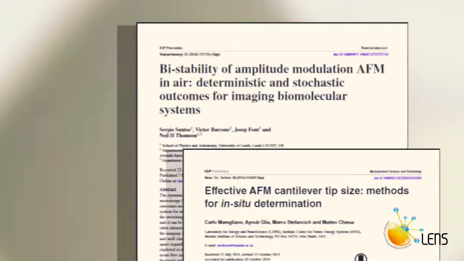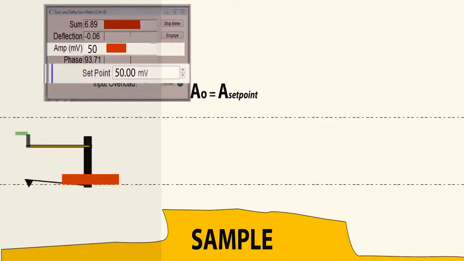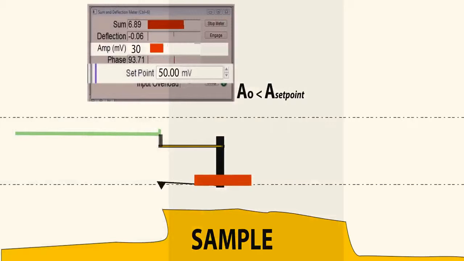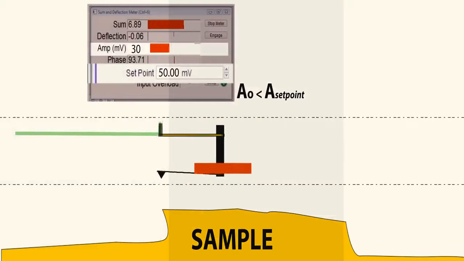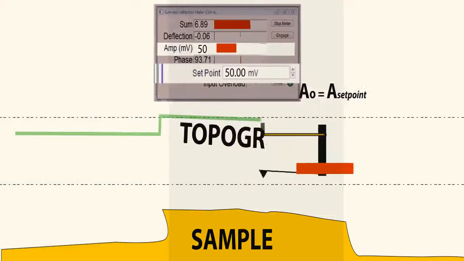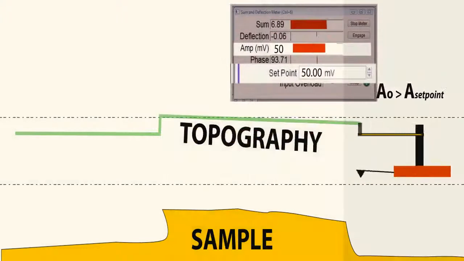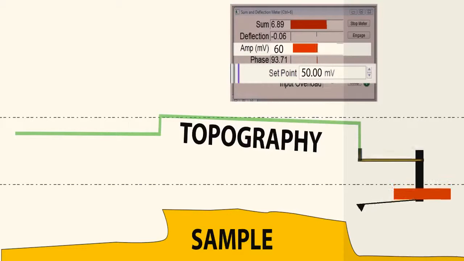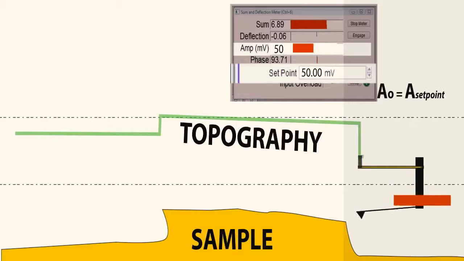I would like to mention that this video series is based on amplitude modulation AFM. In amplitude modulation AFM, the cantilever is oscillated at a fixed frequency, usually at its natural frequency, while the oscillation amplitude is used as a feedback parameter to recover the sample topography. This fact was detailed in our previous video.